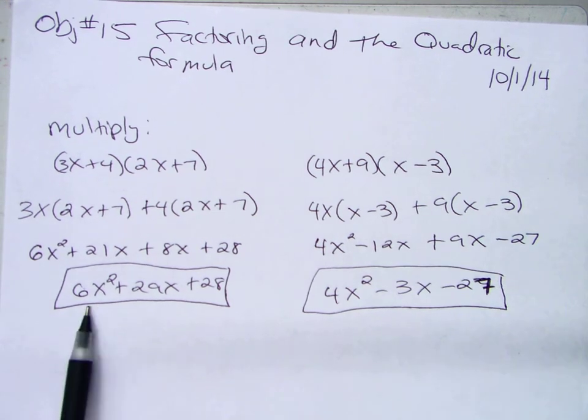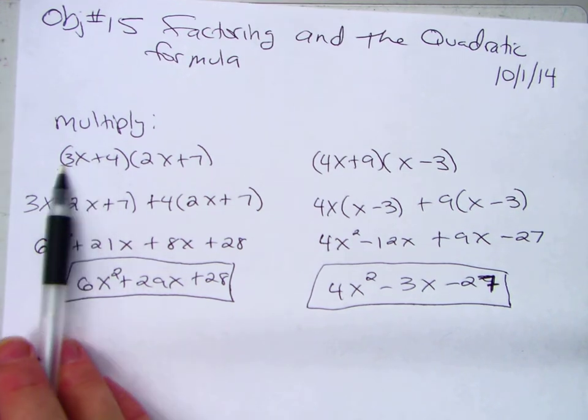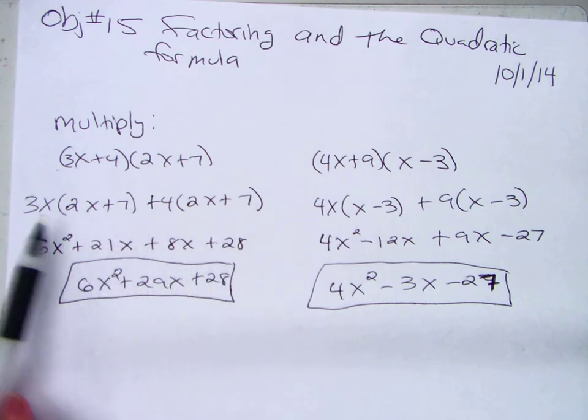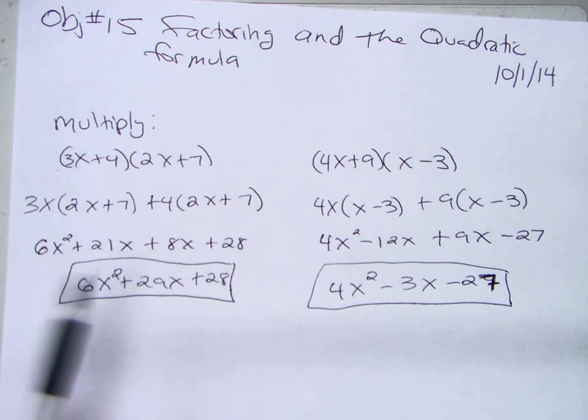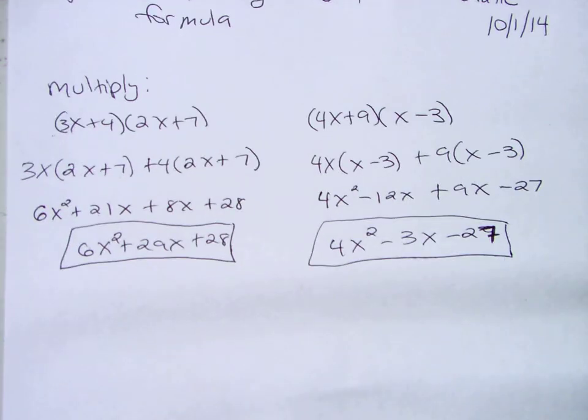If I gave you this and asked you to find this, it's much more difficult, because the coefficients of the x's end up multiplying the numbers on the inside. So these numbers, it's not nice and easy, right? So let's go over how to factor these.